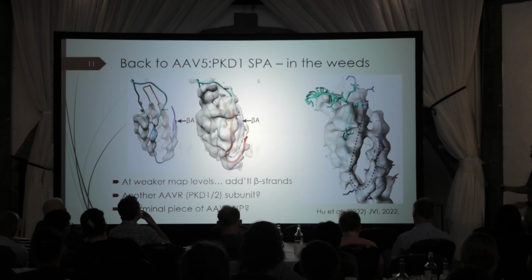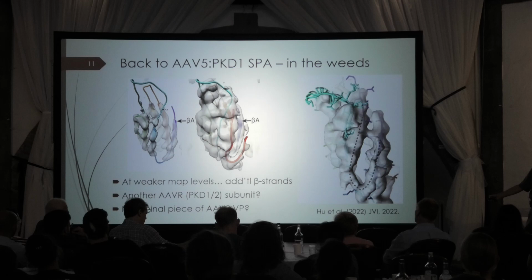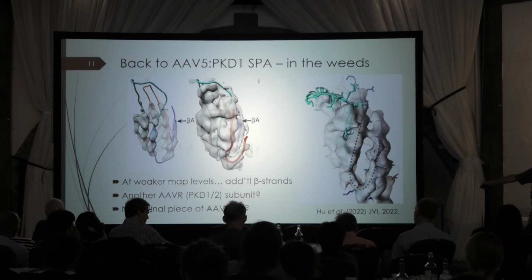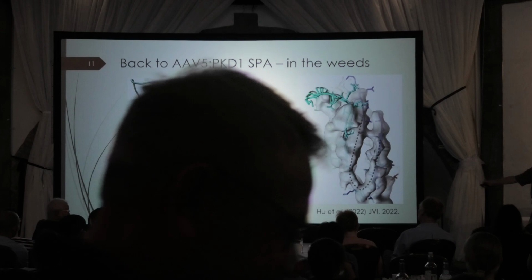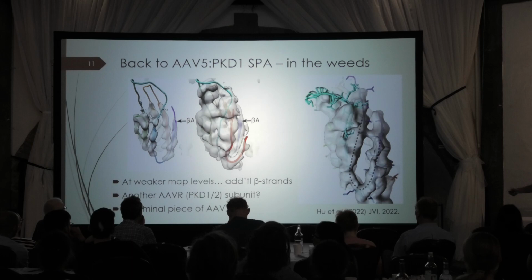We're now returning to AAV5, not AAV2. And now we're looking at the single particle cryo-EM. This is how we would usually look at it. We would usually look at a high contour where we see well resolved the different strands of the beta barrel. Now we're going to go down in the weeds, lowering and lowering the contour level. And what we find is an extra hairpin of map, two extra strands. We don't know what this protein is because we're not resolving the side chains. It's a bit of a mystery.